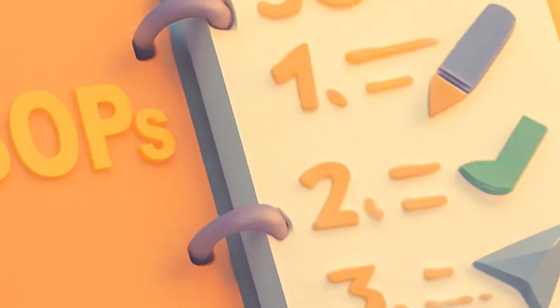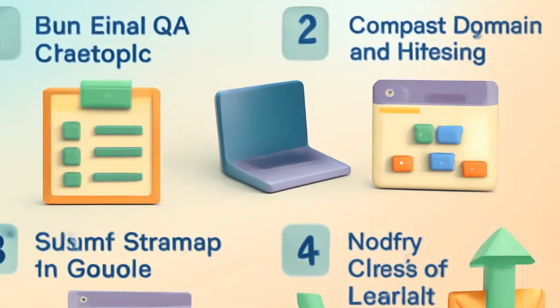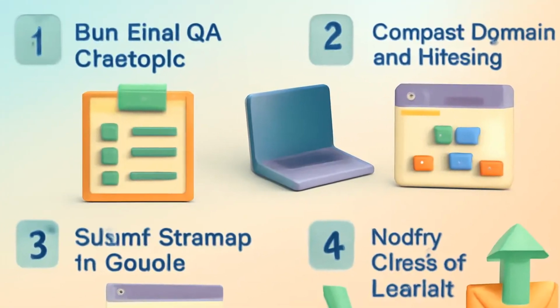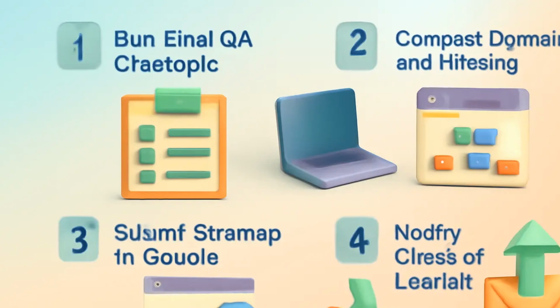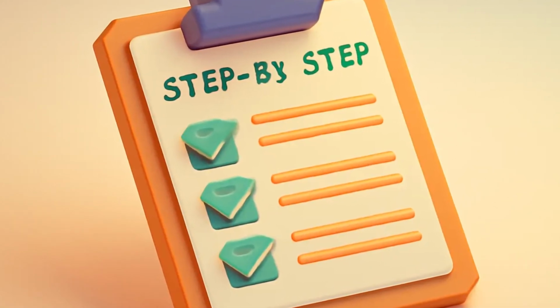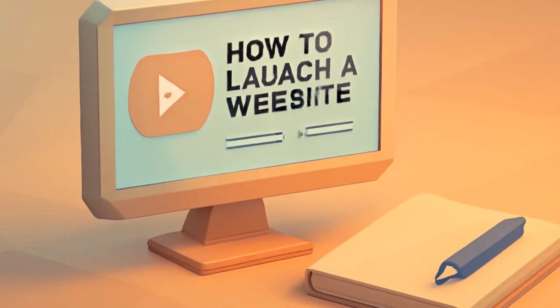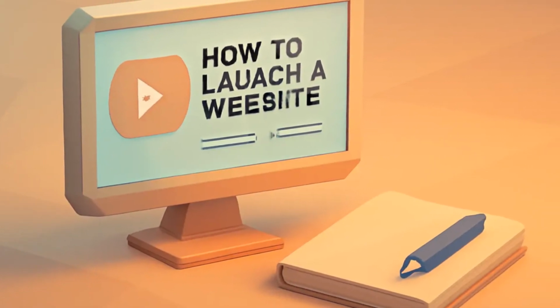Step 3. Write simple SOPs. An SOP is a step-by-step guide for completing a task. Example, how to launch a website. 1. Run final QA checklist. 2. Connect domain and hosting. 3. Submit sitemap to Google. 4. Setup analytics. 5. Notify client of launch. Record a Loom video or write the steps. Keep it clear and accessible.